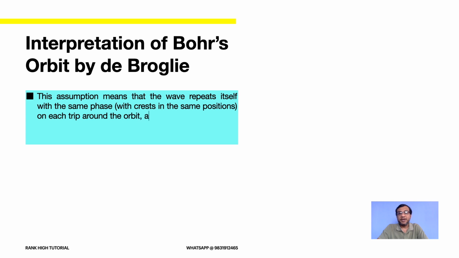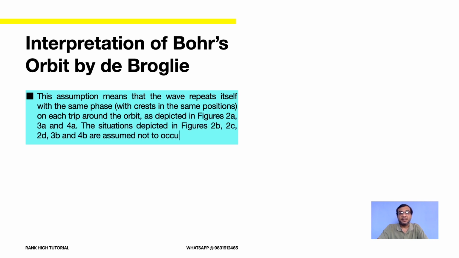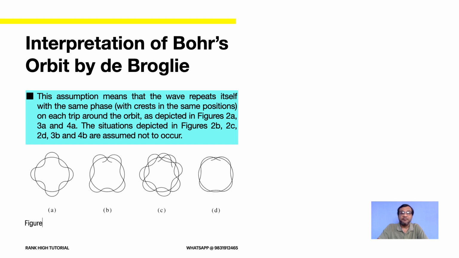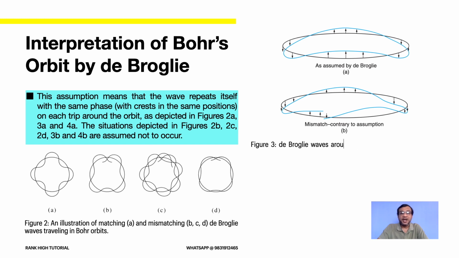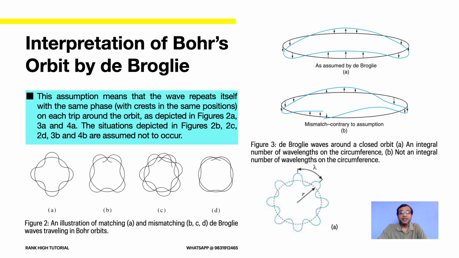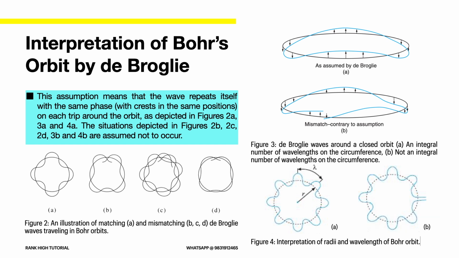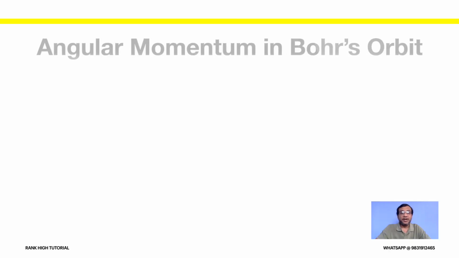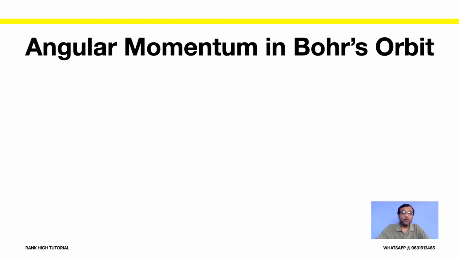This assumption means that the wave repeats itself with the same phase, that is with crests in the same positions, on a trip around the orbit as depicted in figures 2a, 3a and 4a. The situations depicted in figures 2b, 2c, 2d, 3b and 4b are assumed not to occur. Now we will calculate the angular momentum in Bohr's orbit.